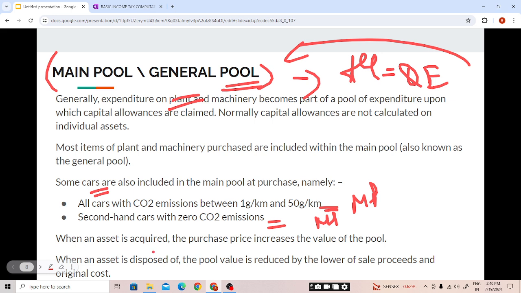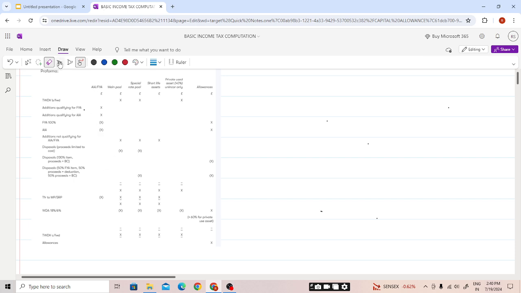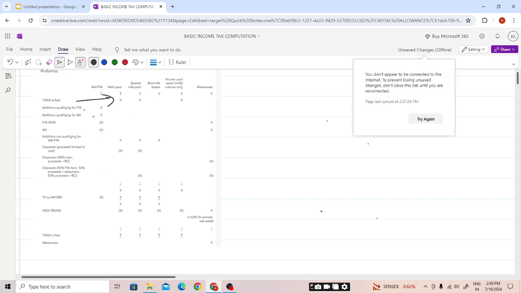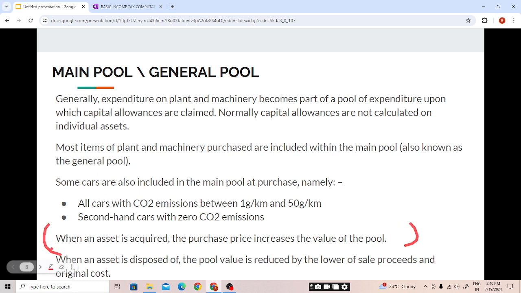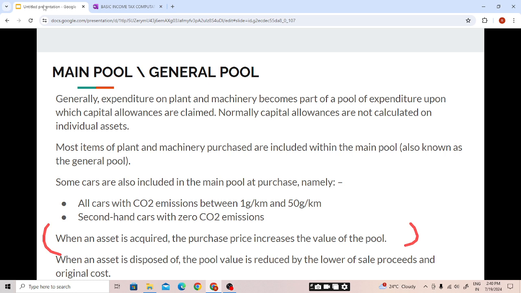When an asset is acquired, the purchase price increases the value of the pool. See students, we have already seen in our format brought forward balance and any addition. If we add any addition, the value of the pool will increase. So this is the point. And if we dispose, the value of the pool will reduce, on which the WDA will be calculated. When an asset is disposed of, the pool value is reduced by the lower of sale proceeds and original cost. I hope this is clear.